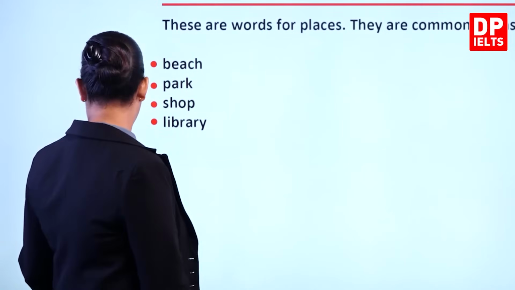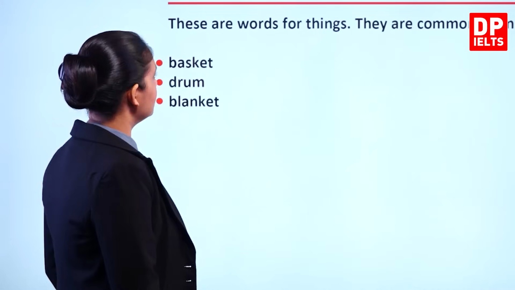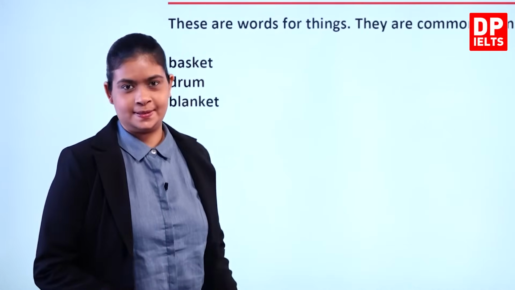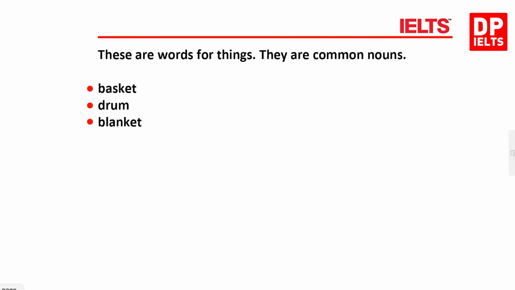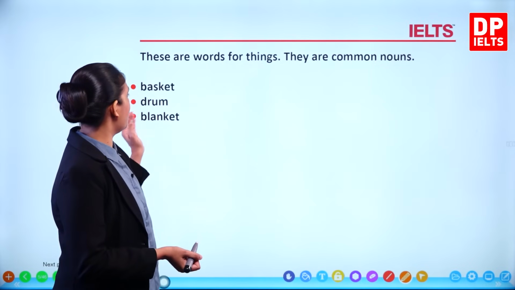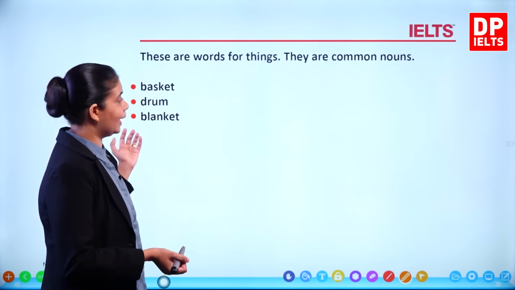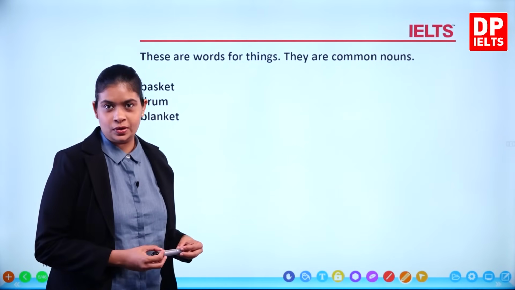Right. Let us have a look at words that are used for things. Now these are also common because we generally use them. A basket, drum, blanket and so many other words.